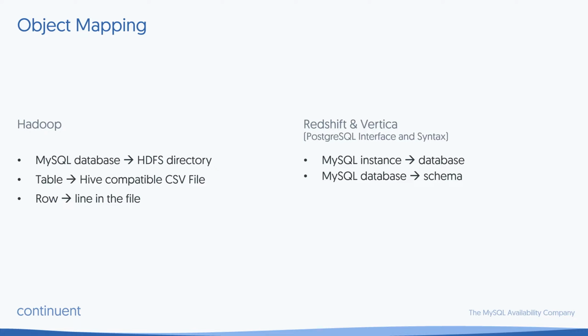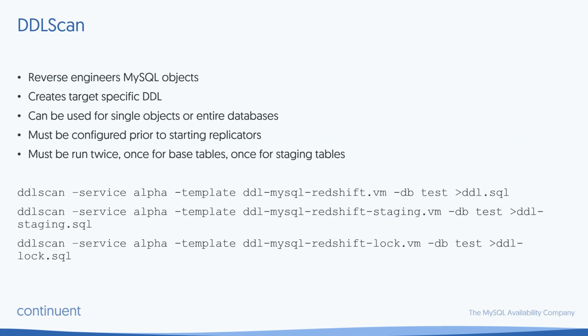Redshift and Vertica have a PostgreSQL interface and syntax. So if you're familiar with Postgres, with Vertica and Redshift, it's all the same commands. And from there, a MySQL instance is a database, and a MySQL database maps to a schema. So I mentioned that we don't replicate schema changes and DDL, so you need to pre-create that first.